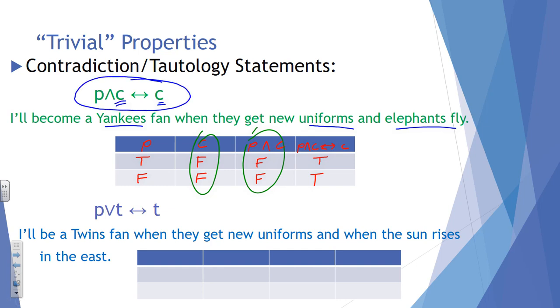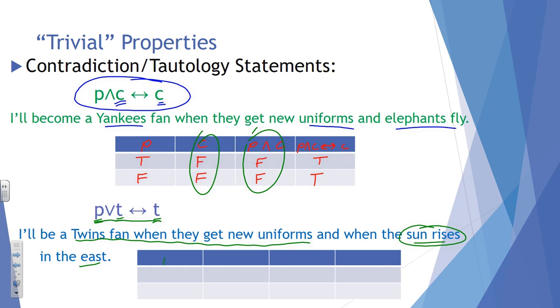The very similar tautology statement, P or T: when we combine P disjunction with a tautology, then that really just means a tautology. In other words, I'll be a Twins fan when they get new uniforms and when the sun rises in the east. Well, again, that's a colorful way of saying I will always be a Twins fan because the sun always rises in the east.